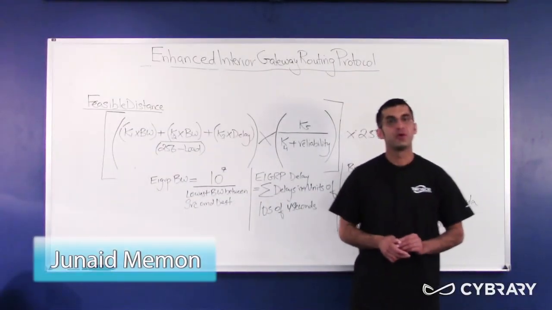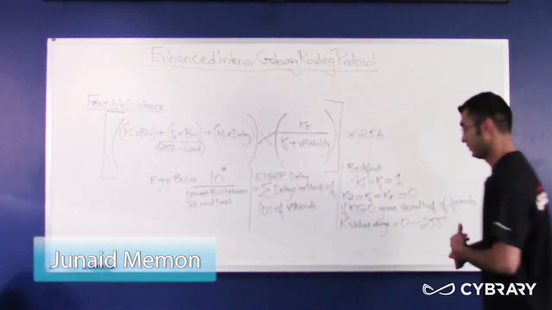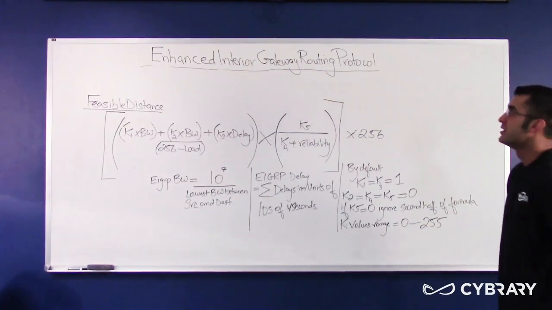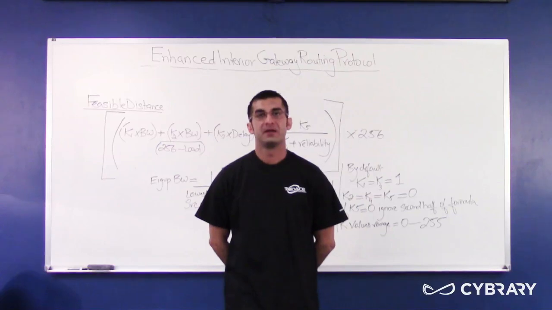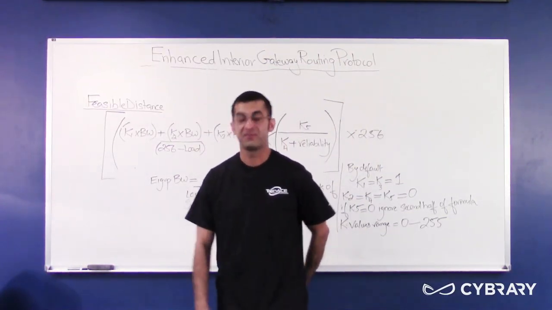Okay, guys, don't be scared. I go away and I come back and there's this scary looking formula on the board. It's not hard, and I will simplify this for you. So EIGRP uses feasible distance as its metric. And what is feasible distance defined as?